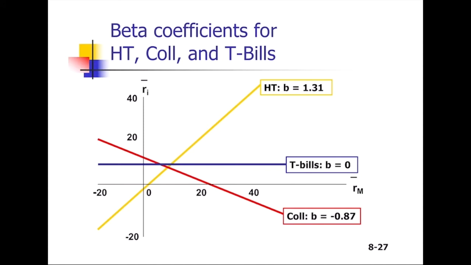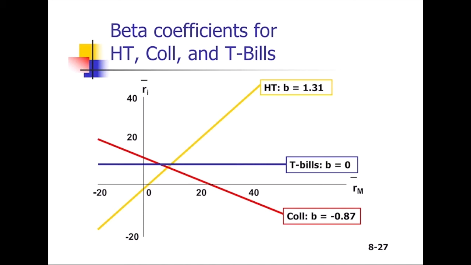This slide shows the beta coefficients for a high-tech company, a collection agency, and T-bills. The high-tech company is similar to the Apple case. It has a beta higher than 1, right? So if the market goes up, the high-tech company's stock price increases a lot. It means the high-tech company is very sensitive to the market.